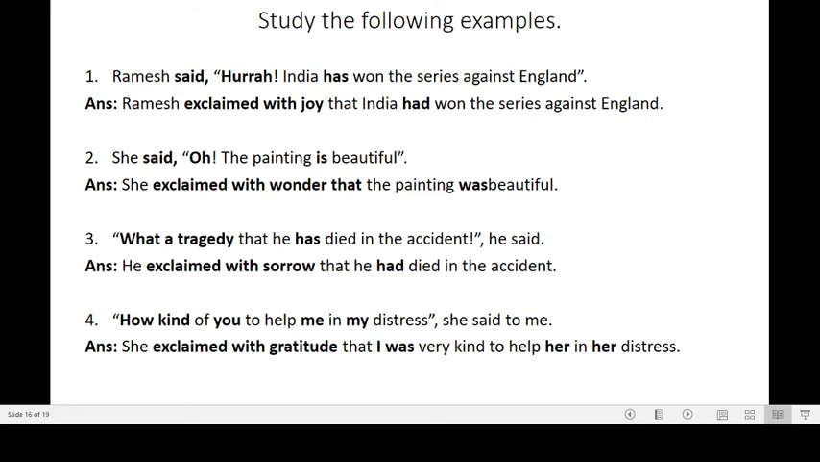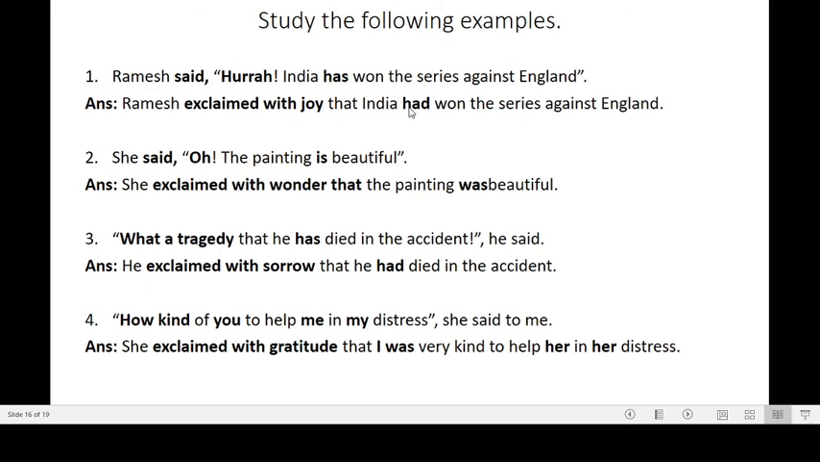Ramesh said, "Hurrah, India has won the series against England." So, this sentence is an exclamatory sentence. And you know, while reporting an exclamatory sentence, the reporting verb should be exclaimed. And since this word is expressing joy, we should use "he exclaimed" or "Ramesh exclaimed with joy." That should be used.